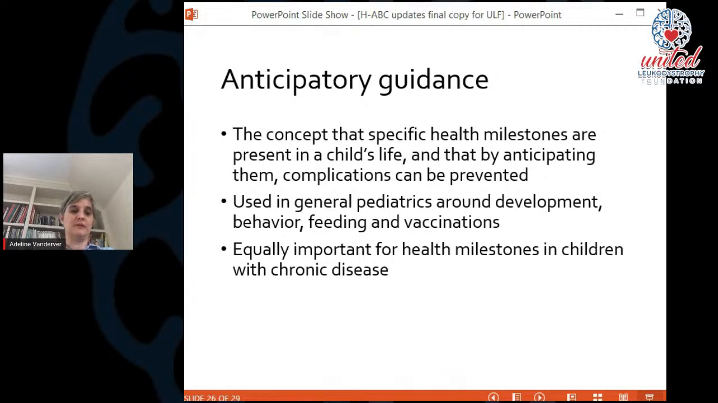It's really our stance within the Leukodystrophy Center of Excellence at CHOP that this anticipatory guidance is equally important for health milestones in children with chronic disease, so that we can anticipate and help with problems before they start being clinically visible.